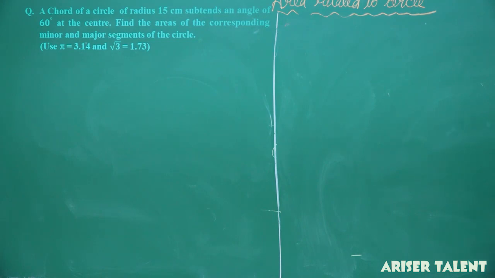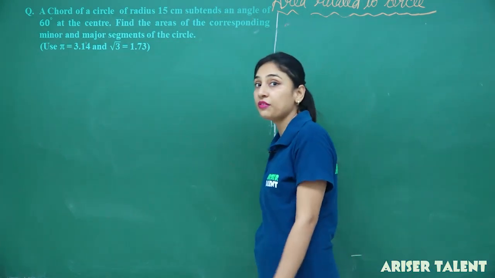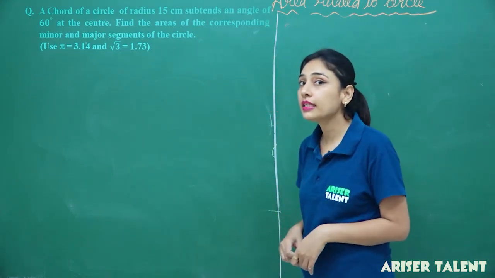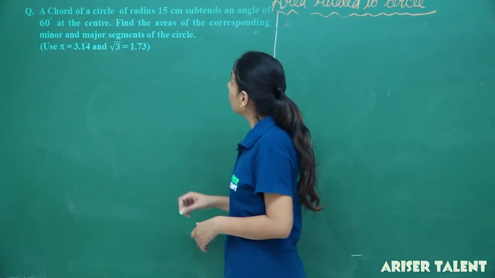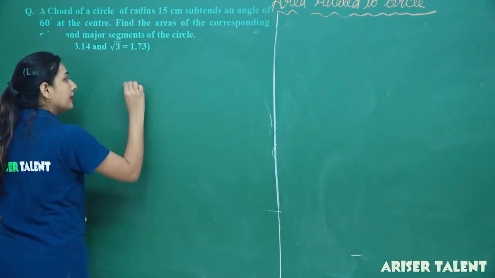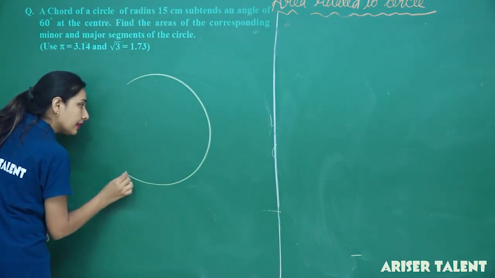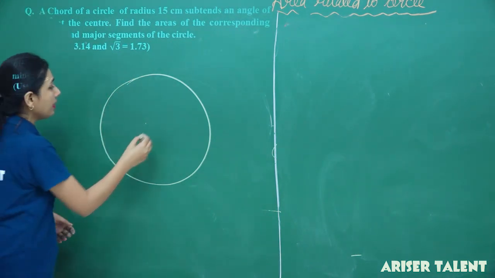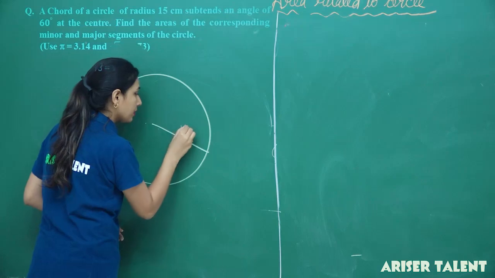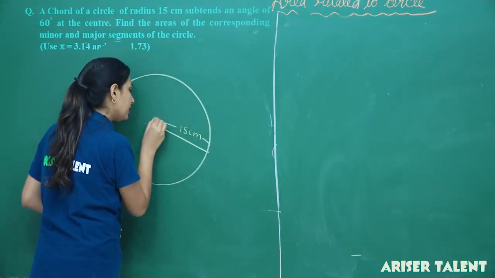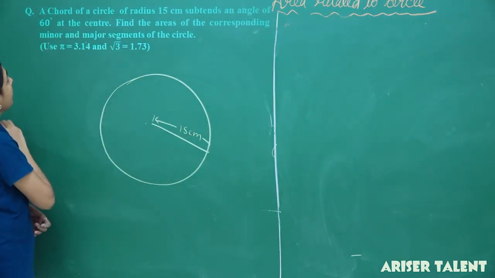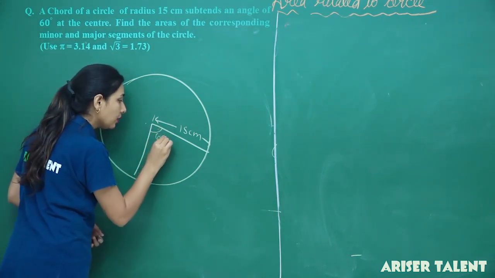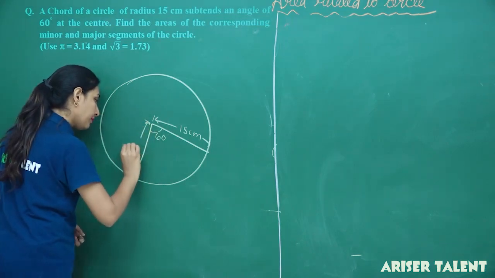Okay students, so this is our question. A chord of a circle of radius 15 centimeter subtends an angle of 60 degree at the center. So what is it saying? If this is the center and this is the circle, it is saying it has a radius of 15 centimeter, at an angle of 60 degree. So it has an angle of 60 degree, right? So that will also be 15 centimeter.